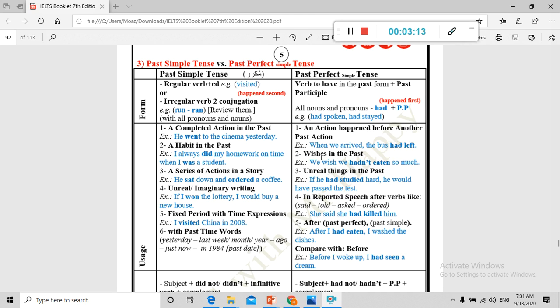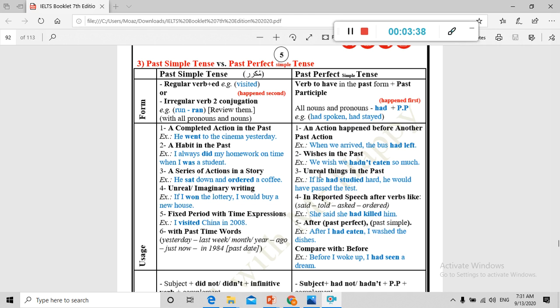We use it with wishes in the past. We say, we wish we hadn't eaten so much. We wish that we hadn't eaten so much. Unreal things in the past.